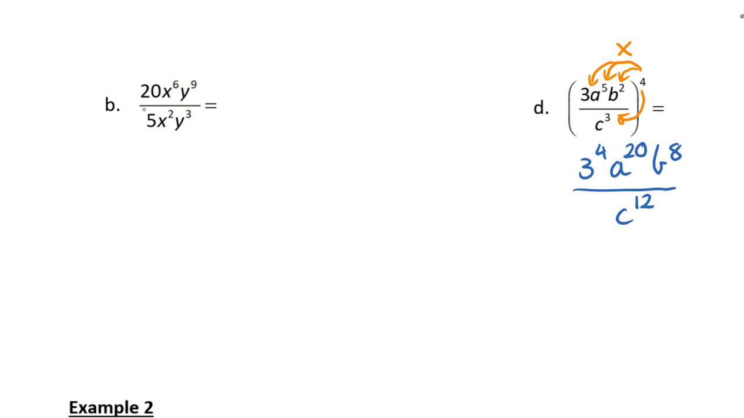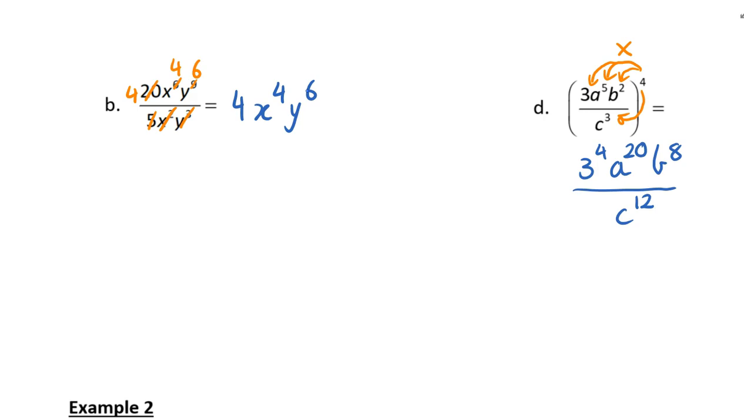In example 1b, our first step is to simplify 5 and 20, 5 going into 20 4 times. Then again, if we have the same bases, so in this case x's and y's, we can subtract any denominator powers from the numerator. So in this case, 6 minus 2 is 4, and 9 minus 3 is 6. That leaves us with the final solution of 4, x to the power 4, y to the power 6.